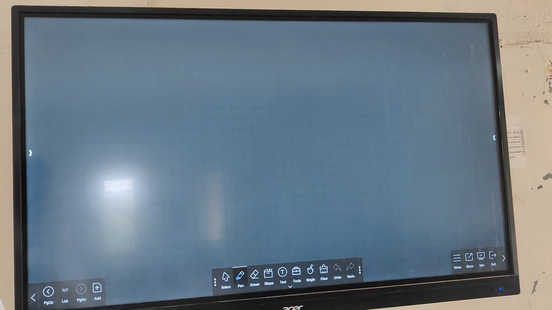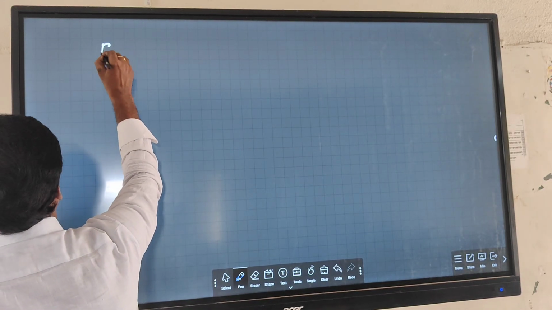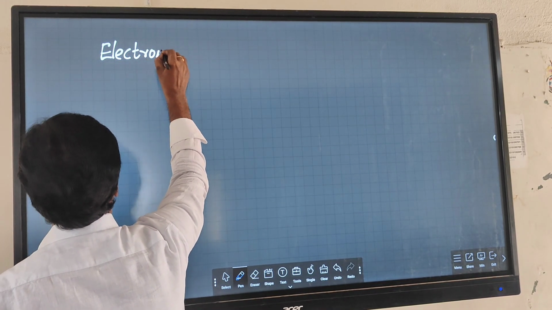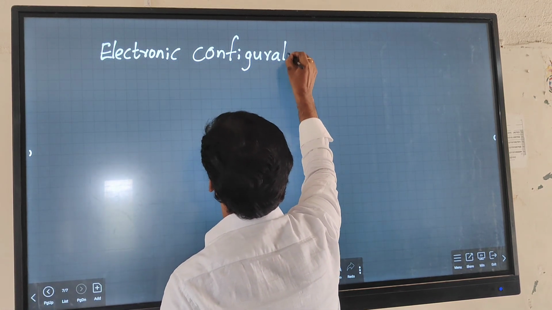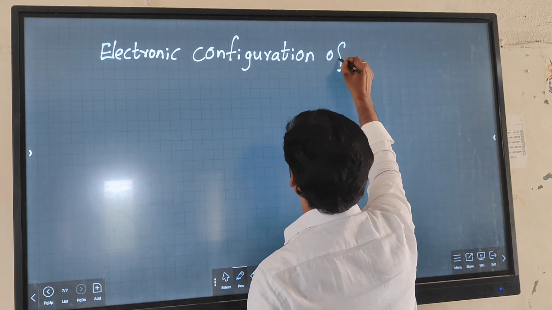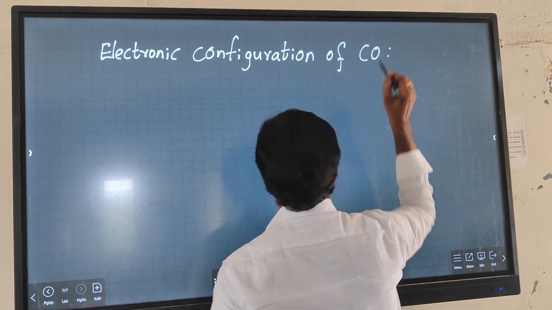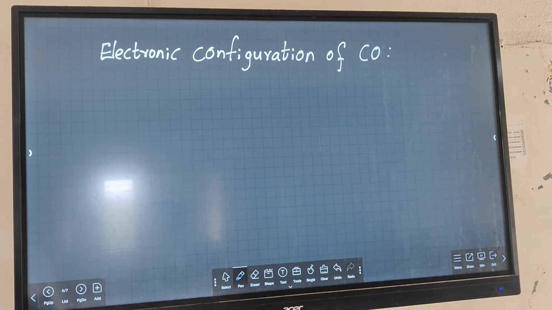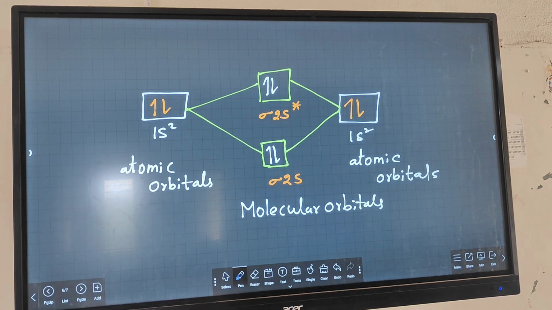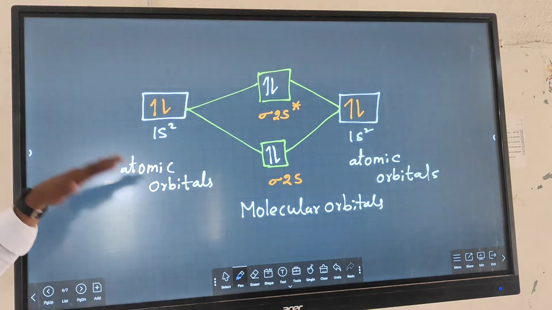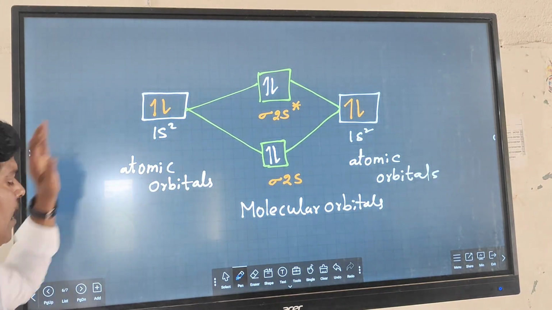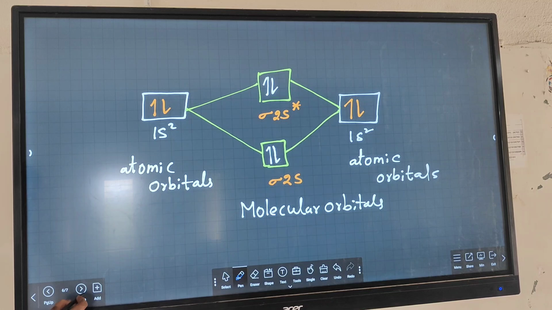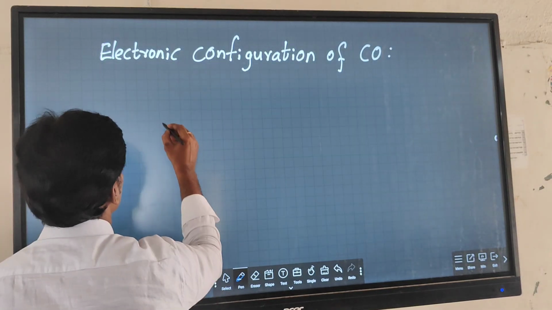Now we have to write the electronic configuration of carbon monoxide. How to write it? If you complete the molecular orbital diagram, it will be very easy to write the electronic configuration. We start with sigma 2s, the least energy. Sigma 2s, 2 electrons are present, sigma 2s2, and sigma 2s star 2. Now write the electronic configuration like this.